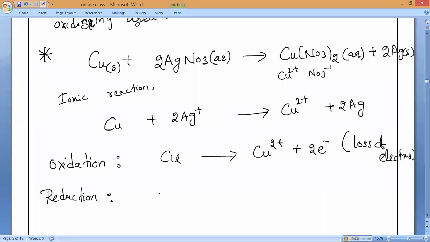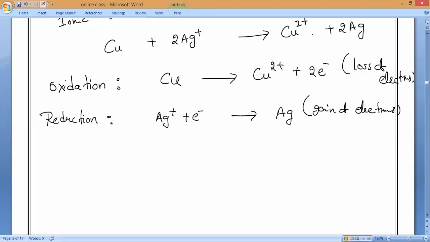Ag, silver. Reduction. Ag plus, only valency 1. Ag plus plus 1 electron. Then it will turn into what? Ag. So gain of electron. So gain of electron, what is it called?